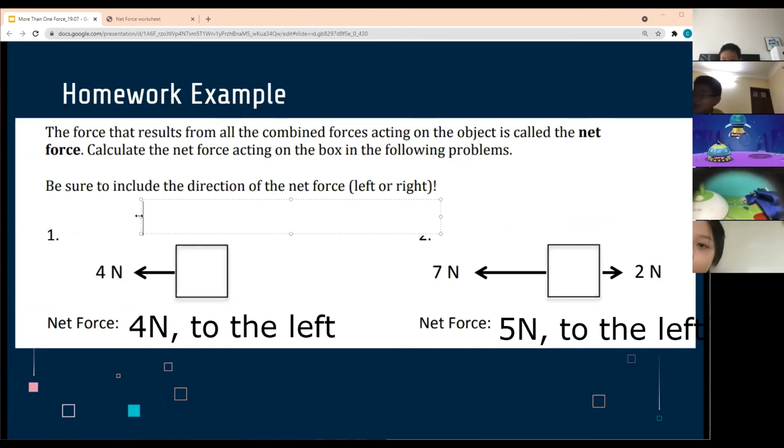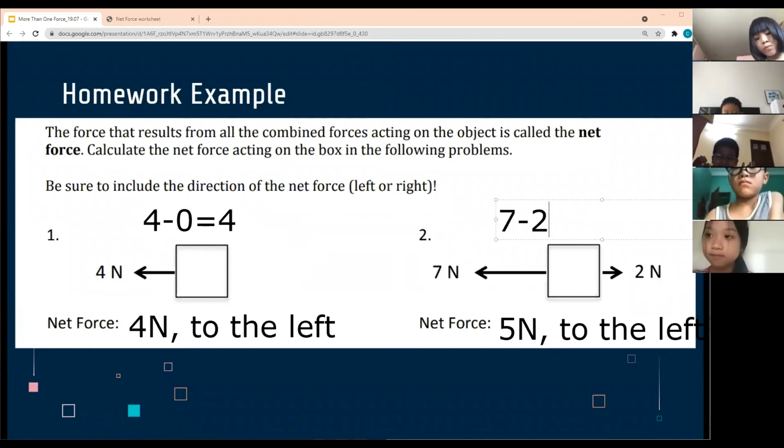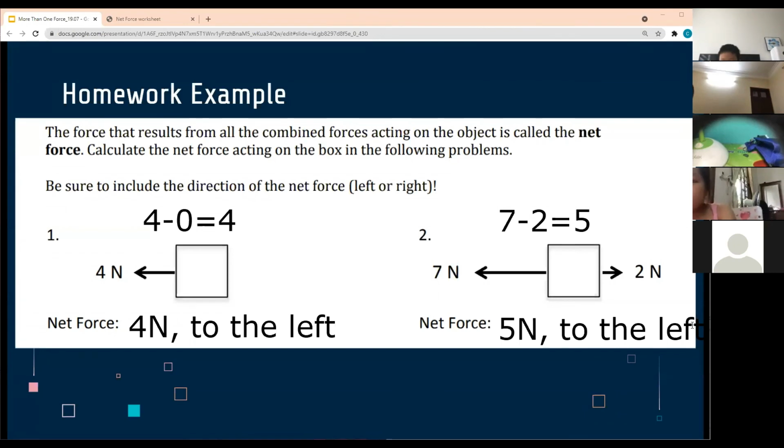It is just 4 minus 0 equals 4. And this one is 7 minus 2 is equal to 5. So this is all the math that is required. Remember, the forces are going in opposite directions, so they cancel each other out. Now, anyone have a question?